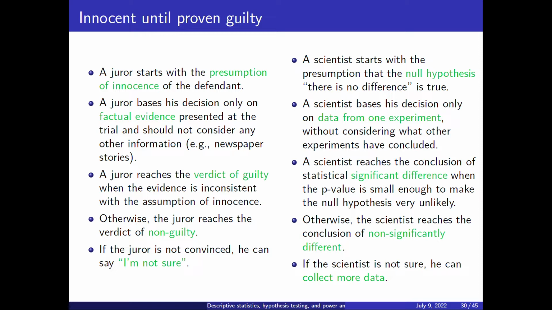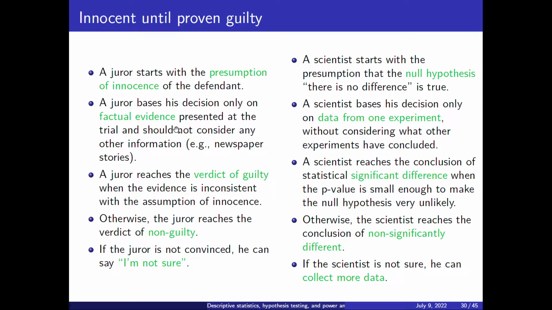Then a juror bases his decision only on factual evidence presented at the trial and should not consider any other information, for instance, newspaper stories. So we should collect factual evidence. In a scientific experiment, the factual evidence is the data that we have collected from that experiment, and we should not consider other data collected in other experiments. So we should not take data borrowed from other papers, for instance.